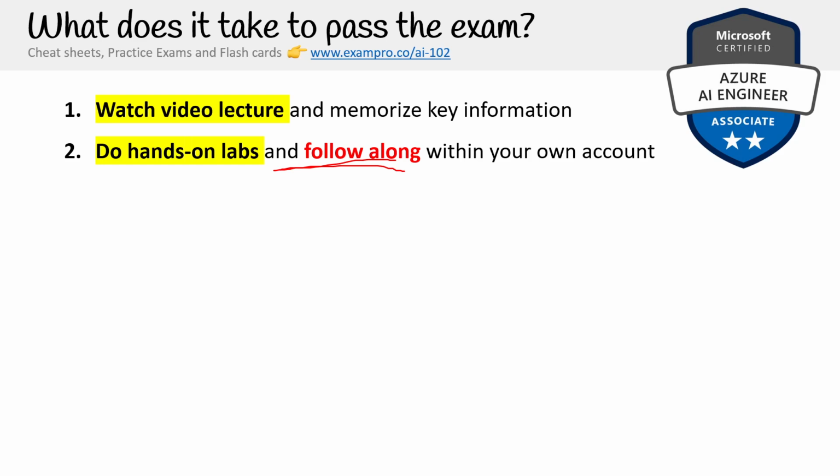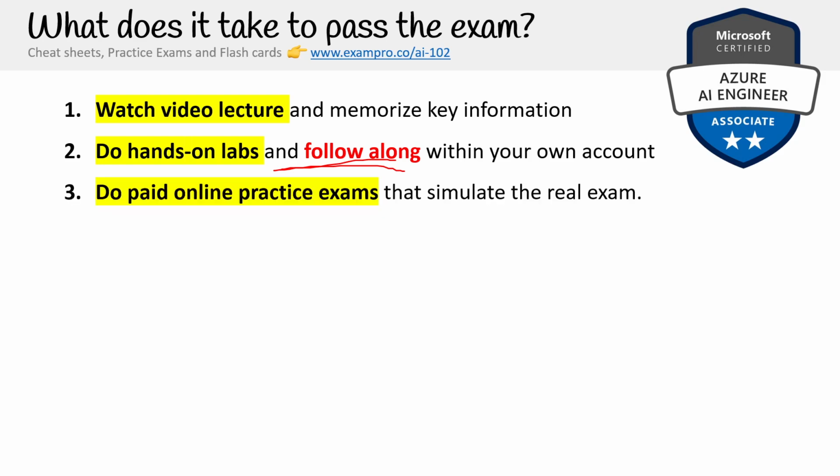Even my labs might break, even though I've done them 4, 5, 6, 7 times. Azure is weird, where you might think you have something perfectly built, but it just decides not to work. So just be patient there and don't get stressed. Do paid online practice exams to simulate the real exam.